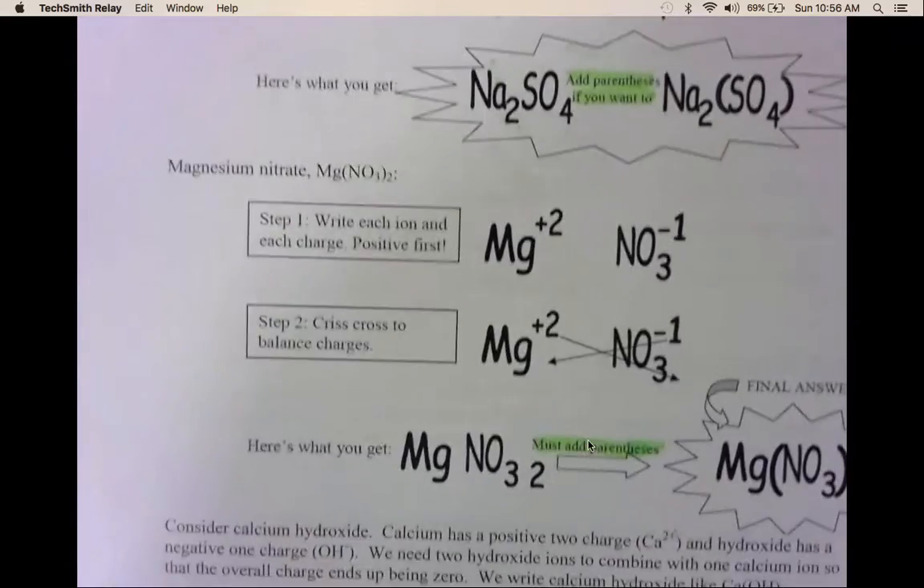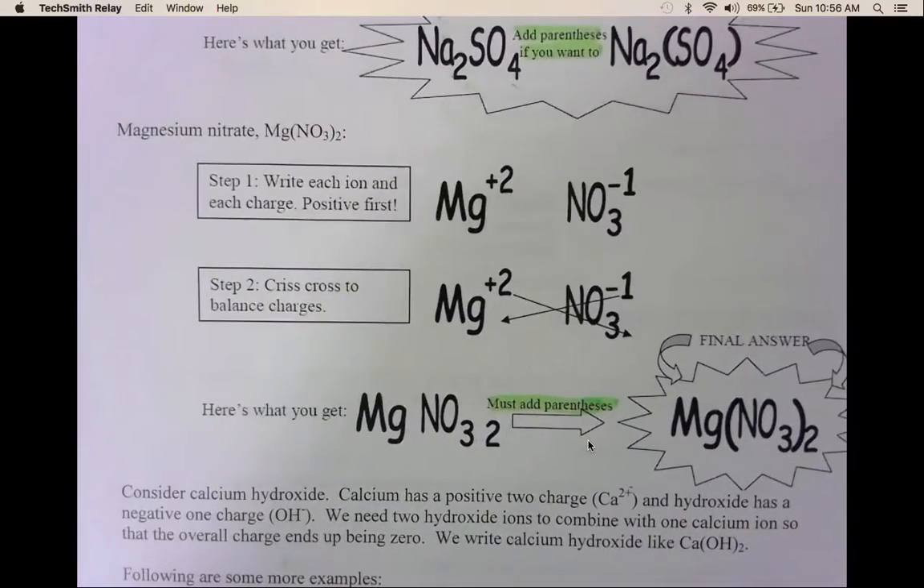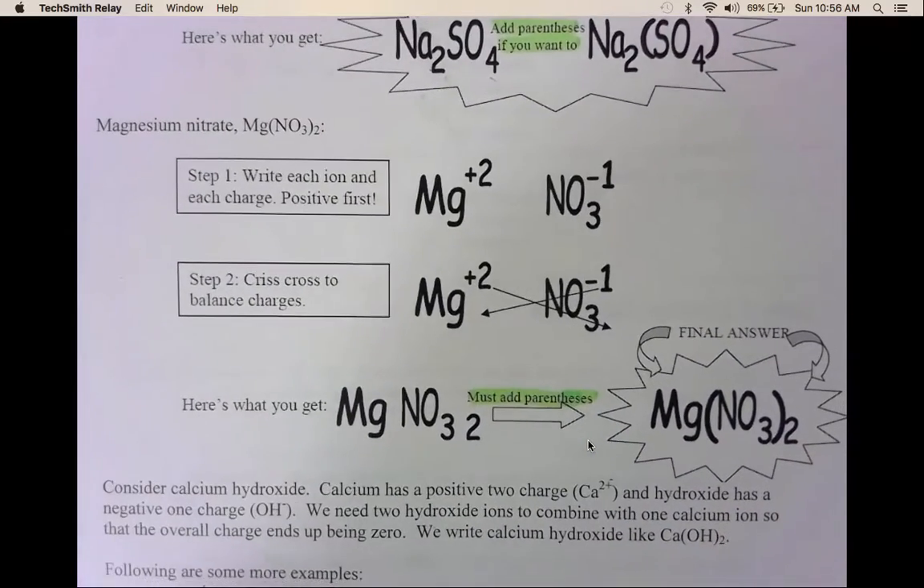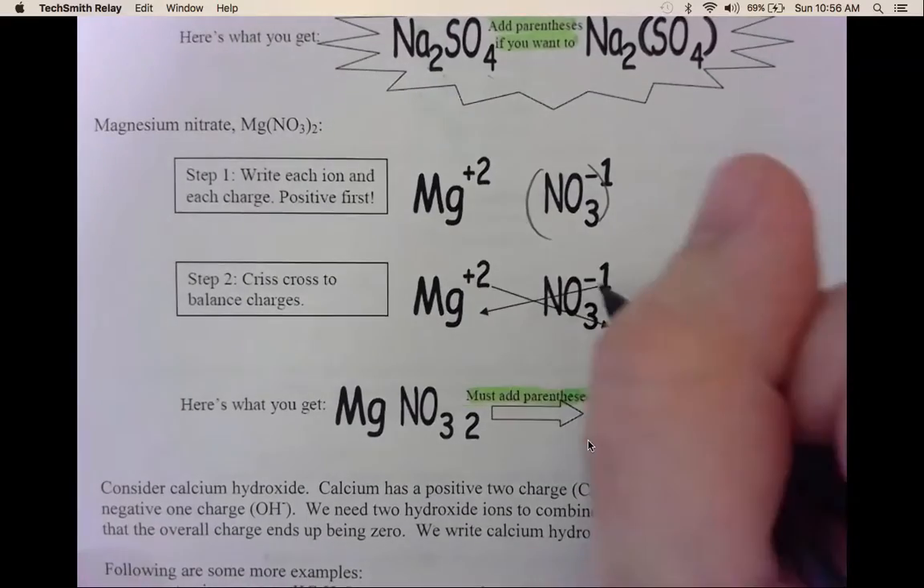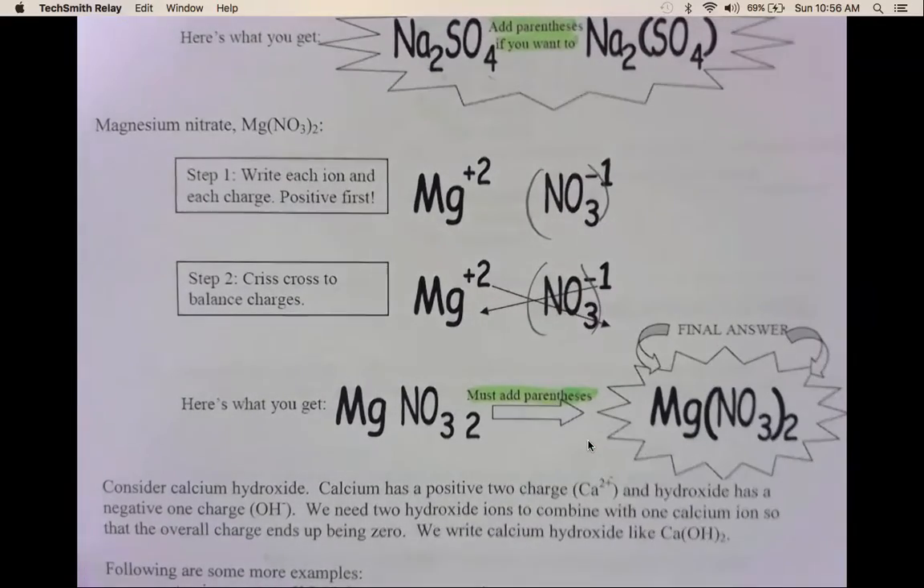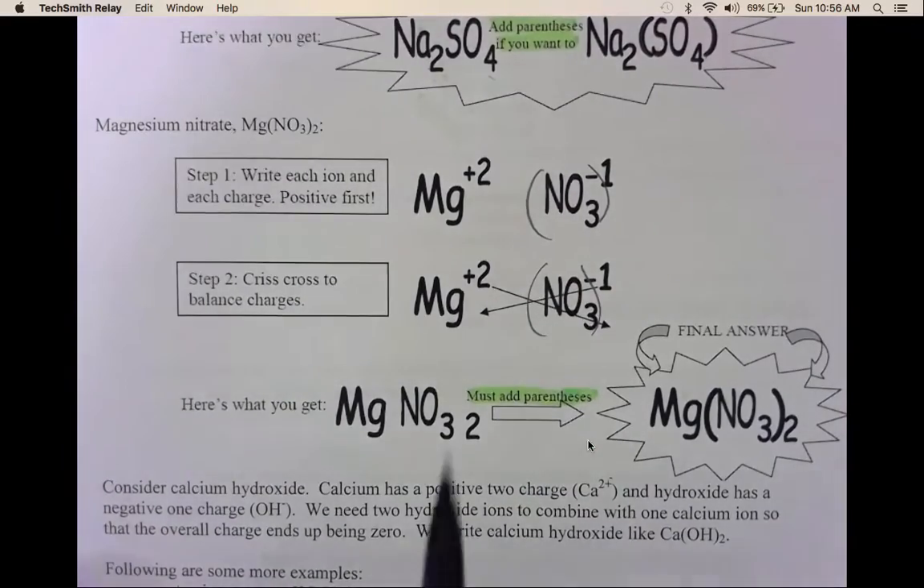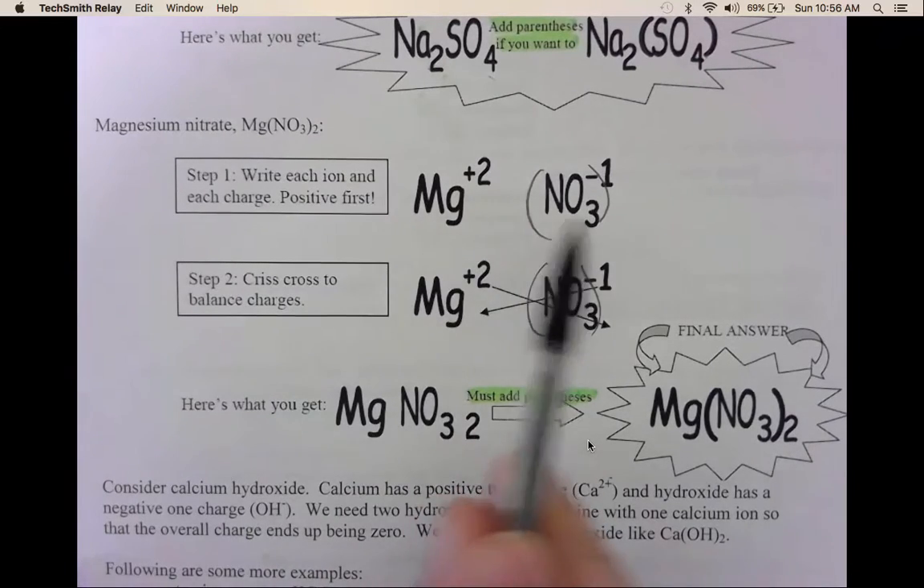Then next is the example of magnesium nitrate. This is an example where you will need parentheses. Remember, we had said that all polyatomic ions are their own entity. We can't break them up. So what I would do is I would put parentheses in right here, and I would put parentheses in right there as well. Then we put our polyatomic ion in parentheses.